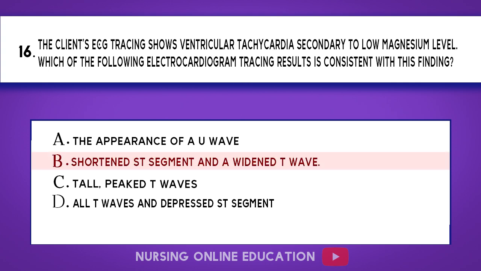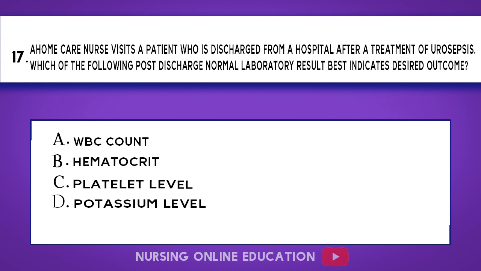The answer is option B, shortened ST segment and a widened T wave. 17. A home care nurse visits a patient who is discharged from a hospital after a treatment of urosepsis. Which of the following post-discharge normal laboratory results best indicates desired outcome? A. WBC count. B. Hematocrit. C. Platelet level. D. Potassium level. The answer is option A, WBC count.